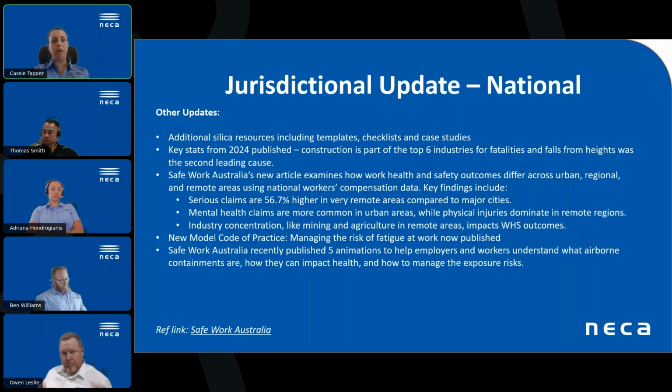They do have a new article that is examining how work health and safety outcomes differ across urban, regional and remote areas, which does have some interesting data in it. Some of the findings include that serious claims are higher in remote areas compared to major cities. Mental health claims are more common in urban areas. Physical injuries are dominated within the remote regions, but we do just need to note that mining, agriculture, things like that in remote areas have impacted the data that's come out of this.